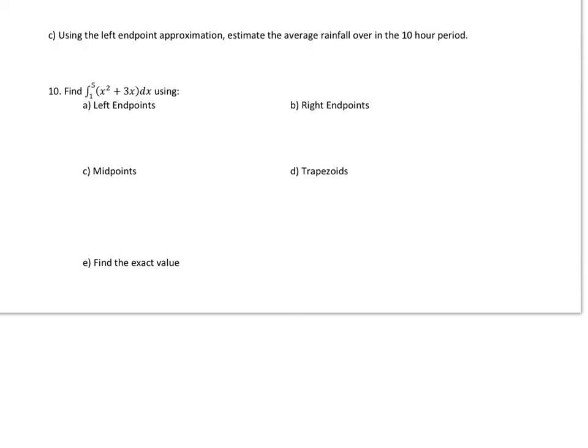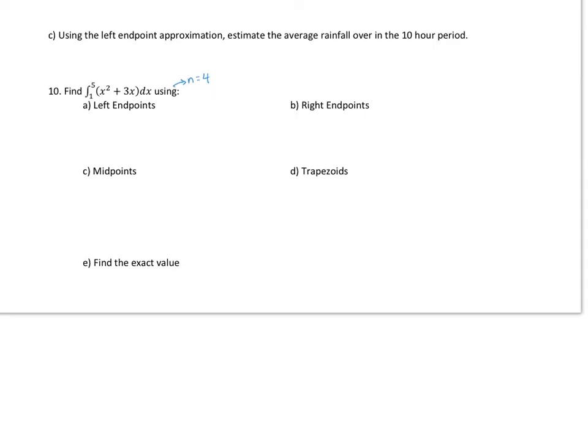So for number 10, on the first question here, we are asked to integrate from 1 to 5 of x squared plus 3x dx using left, right, midpoints, trapezoids. One thing I failed to indicate here, let's go ahead and put it in. We want n to equal 4. So we want 4 rectangles, 4 trapezoids in this case.